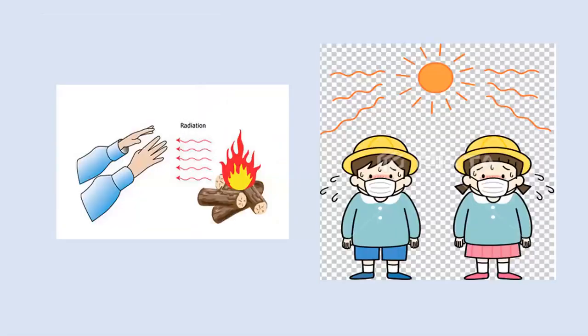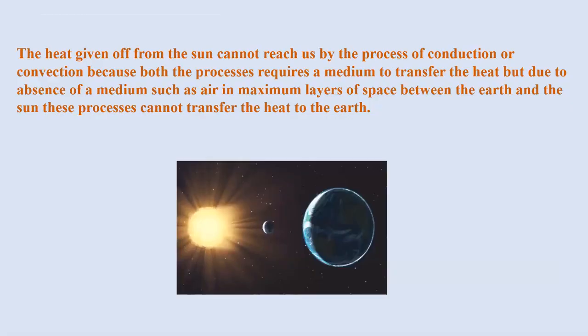Students, similarly, you must have warmed yourself near a bonfire or in the morning sun in winter. Yes, students? Yes, all right. So, the sun is millions of kilometers away from us. There is no air between the sun and the earth. And the earth's atmosphere is the only thin layer between sun and earth.